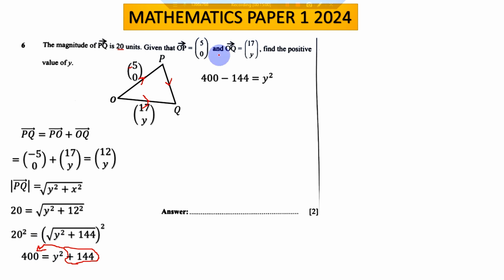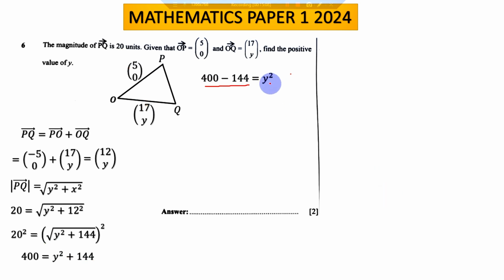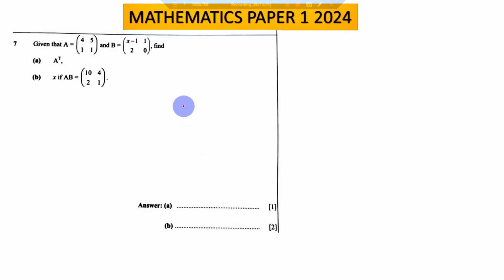So in short, we're going to have 400 minus 144, and then on the other side, we'll remain with y squared. From here, what is 400 minus 144? Good, we have 256. Then we introduce the square root now, to remove that square. So square root on the y squared, square root on the 256. And the final answer becomes 16. We proceed to question 7.